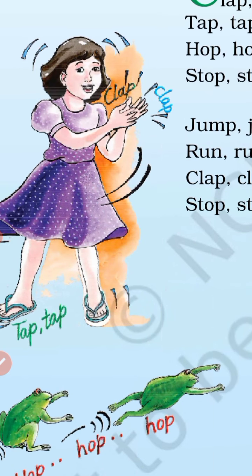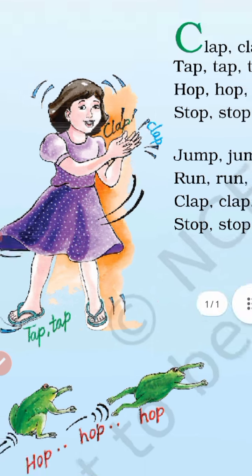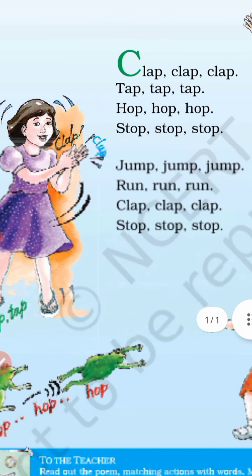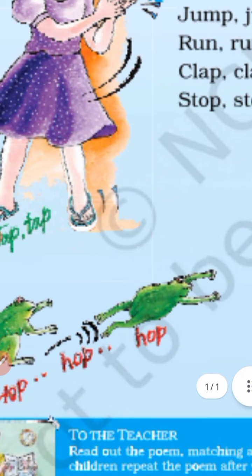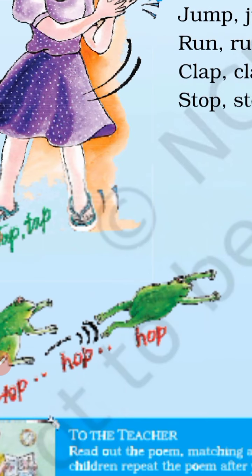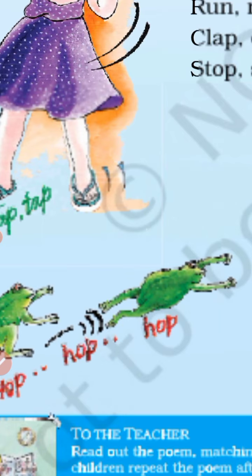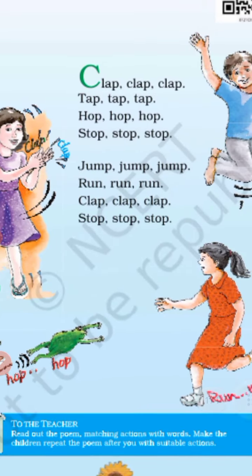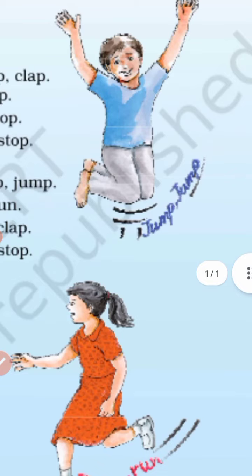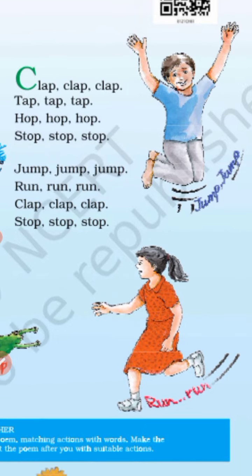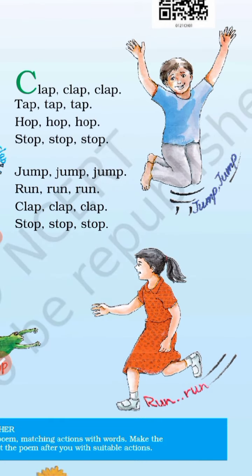Okay, जैसे हम पैरों से tap tap tap करते हैं ना, वैसे ही ये भी कर रही है, tap tap tap. Then hop hop hop, this frog is jumping. Okay, jump करके वो एक जगह से दूसरी जगह move करता है, तो वो क्या होता है, hop hop hop. Okay, and next is stop stop stop, jump jump jump, this boy is jumping. Okay, jump jump jump. And after this, run run run, this girl is running, run run run. Then again clap clap clap, stop stop stop.